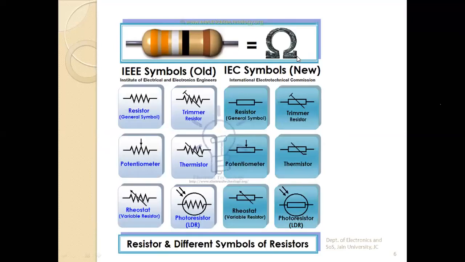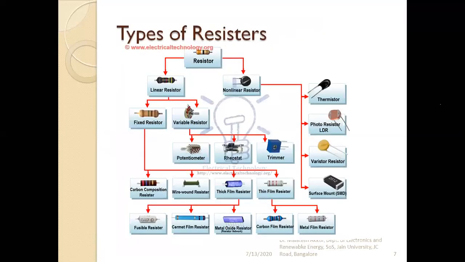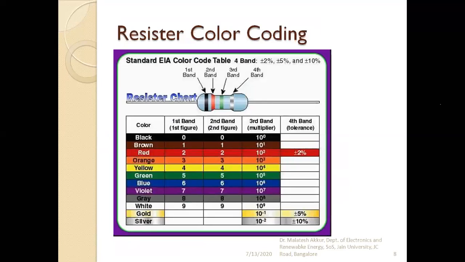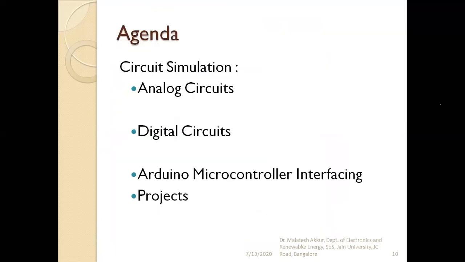These are the different types of registers we discussed, and also the color coding of the registers. And we discussed some concepts of analog circuits and digital circuits.